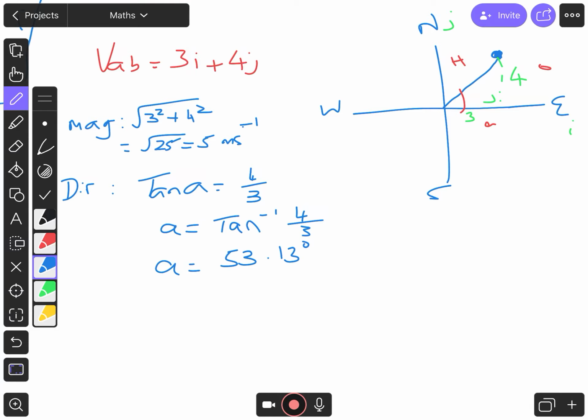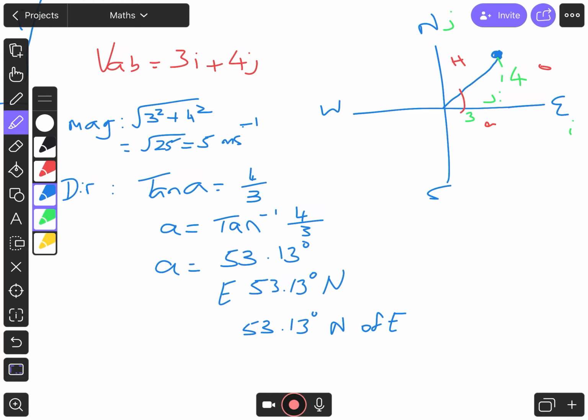So when we're looking at these then, we're talking about this going from east to north, so it's east 53.13 degrees north, or what you can say is 53.13 degrees north of east. Either of those are perfect. So there's one answer. There is a different way of writing the same answer. Okay, they're both the same things.